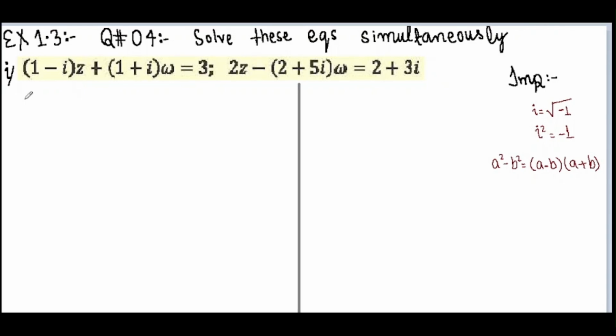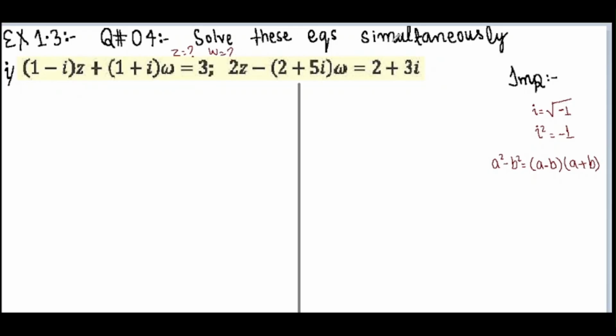Bismillahirrahmanirrahim. We are starting question number 4 of exercise 1.3 of class 11 maths. It says solve these equations simultaneously. What does solve mean? Solve means that we have to find the answers of the variables used in the equations. Here the variables are z and w, so we have to find the value of z and also the value of w.